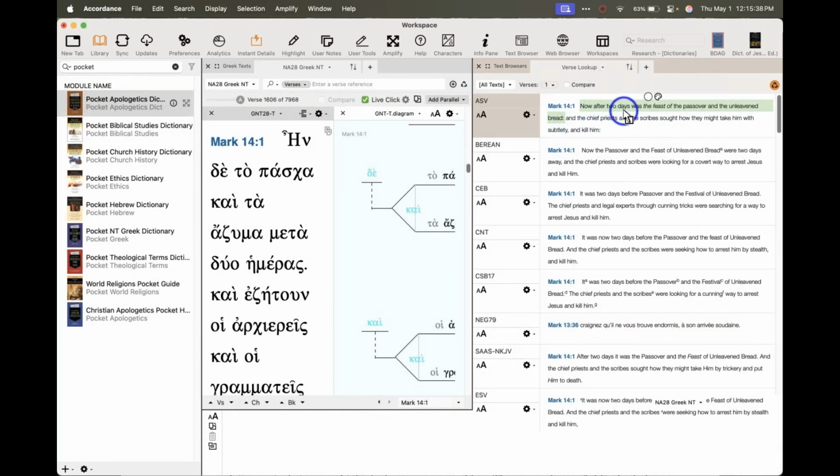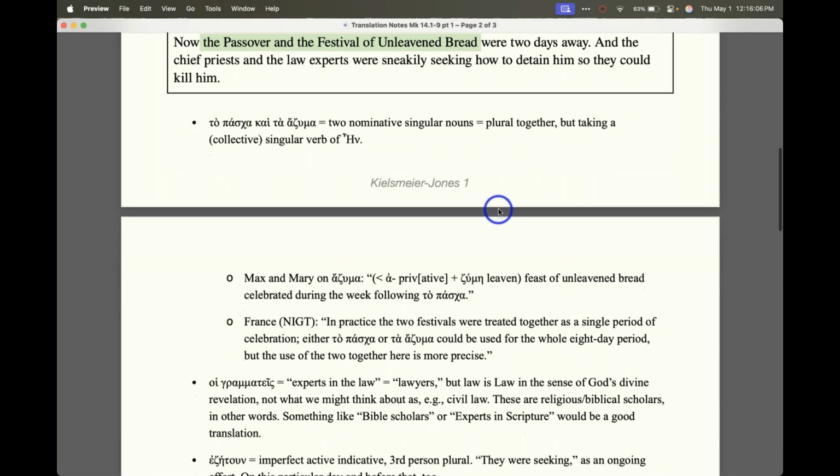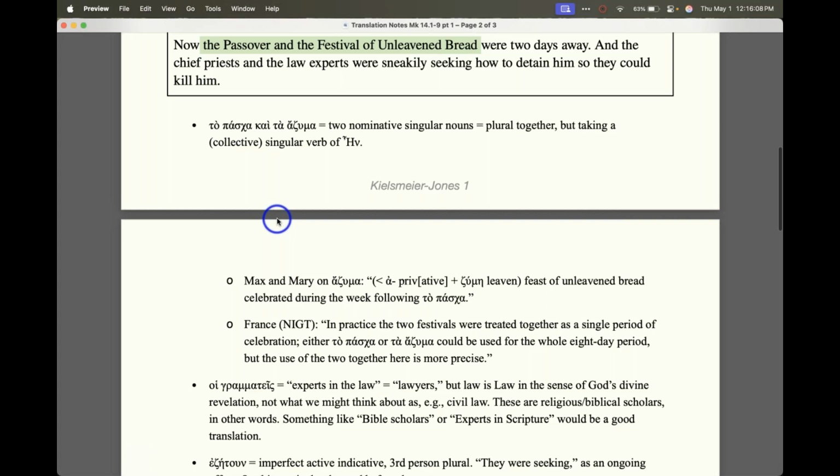"Now, after 2 days," so we have meta duo hemeras, "was the feast of the Passover and the unleavened bread." And if you think that won't grate on your readers or your listeners to have was with a compound subject in English, then I would translate it that way. Otherwise, I don't think there's anything to say, don't just render it as were 2 days away. All right, so that's the setup. We've got that collective singular verb there.